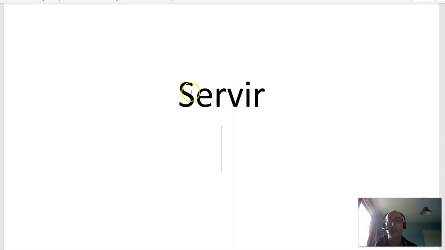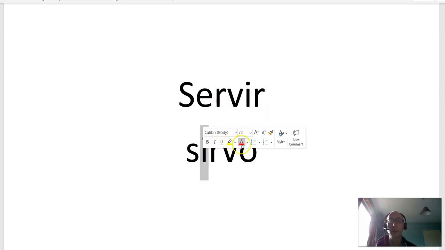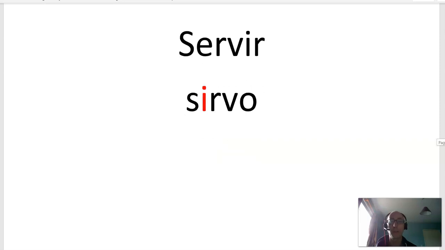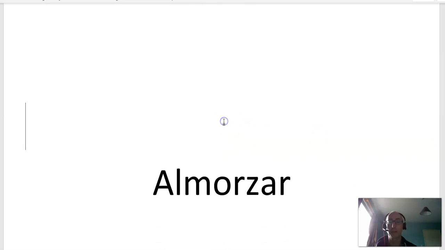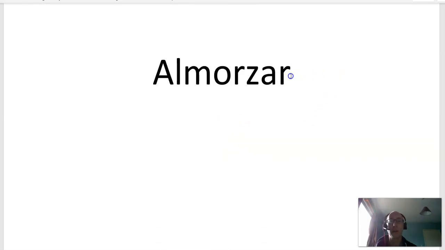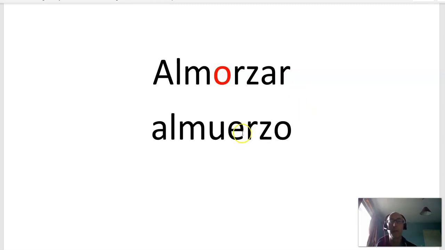And we can see that the E is here. We know the E can change two ways. Here it's sirvo. E changes to I here. So it's an E to I change. A couple of others for a bit of practice. Almorzar. ¿Qué significa almorzar? To have lunch. So we can see the O. We know the O changes. So, ¿cómo se dice? I have lunch. Almuerzo. The O can only change one way, to UE.